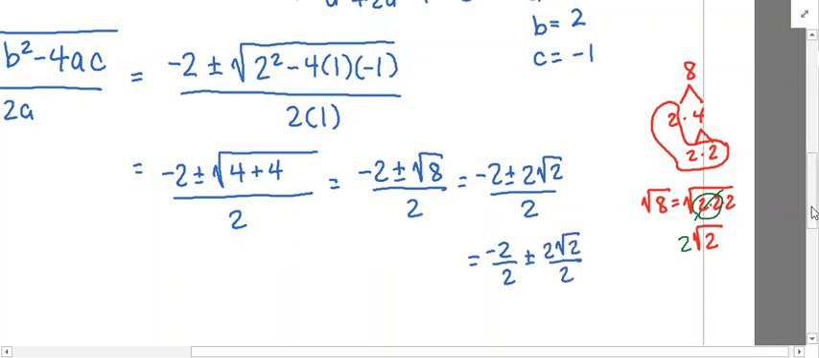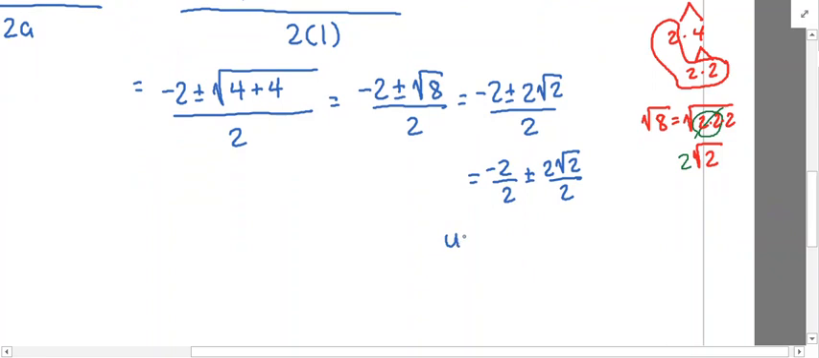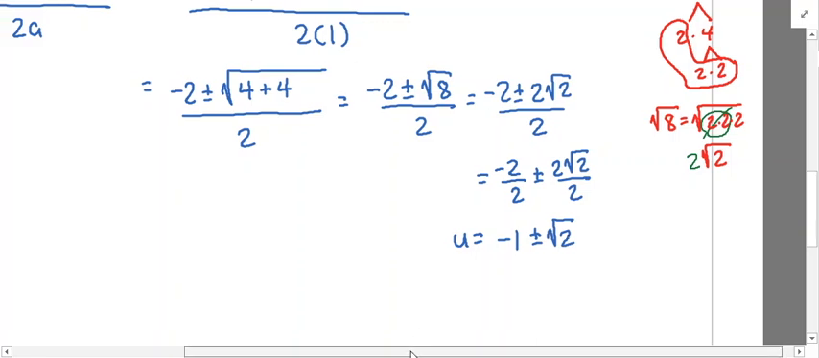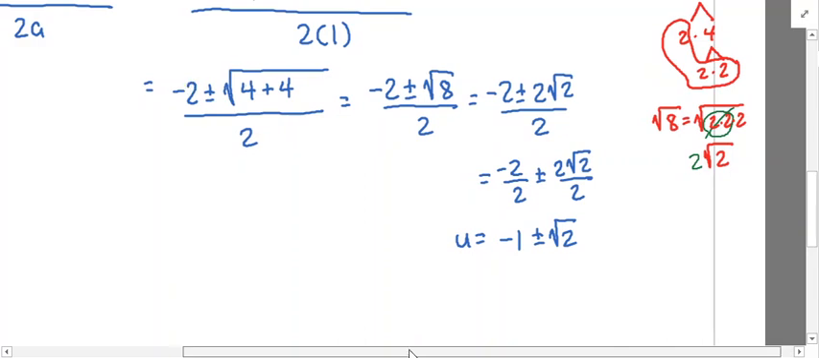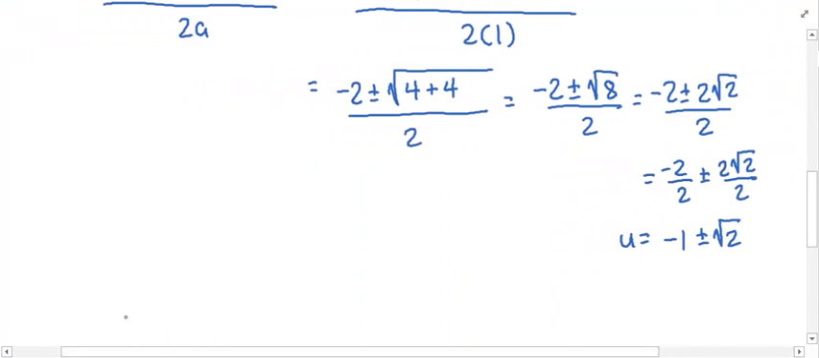And we're going to get here that the values of u are going to be negative 1 plus or minus the square root of 2. Okay, so we need to change this back over to x's. We're solving for x's, not for u's. Okay, so in my next step, I'm going to write that the cosine of, well, I'll do it here.